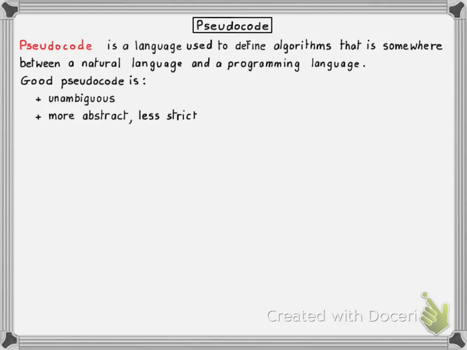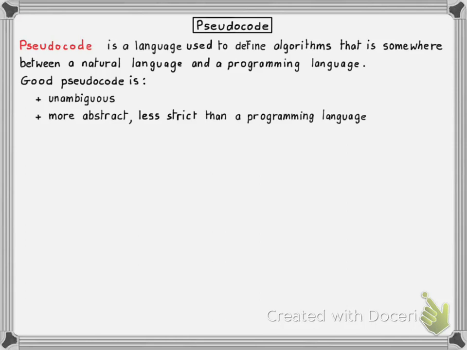But it must also be more abstract or somewhat less strict than a programming language in terms of syntax. This is just to make it less tedious to write the pseudocode. So maybe you don't have to worry too much about semicolons or curly braces and all these kind of small details that are not very important in the definition of the algorithm. They are just syntactical features.